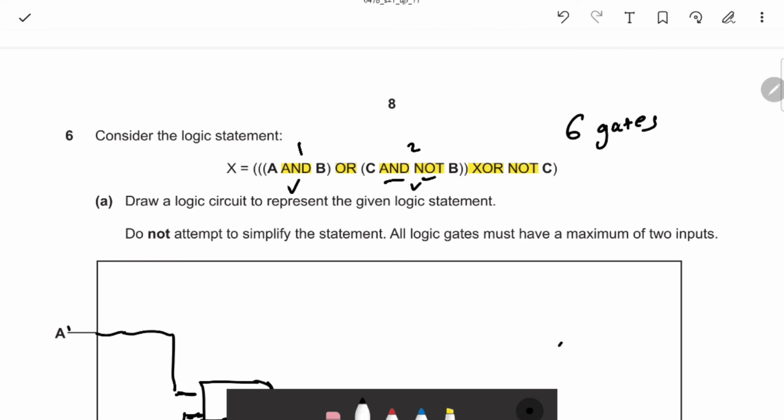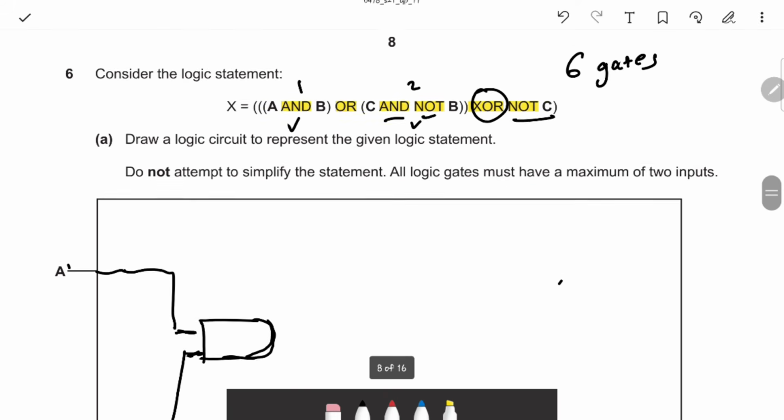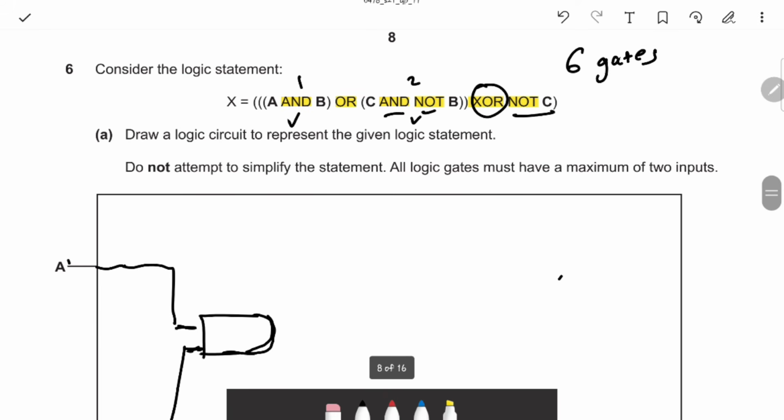Now we move on to, let's say, which one can we do? Okay, so we've done those 2 now. Let's do the XOR gate, the XOR and the NOT C. The XOR is connected with these 2 statements. Let me rub this so you understand. Now the XOR gate is connecting this and this.